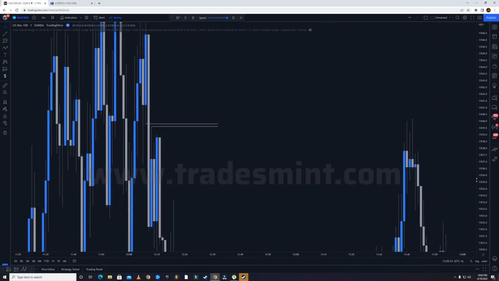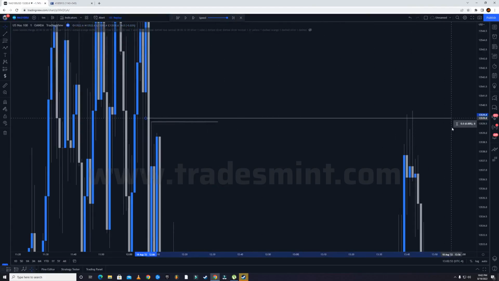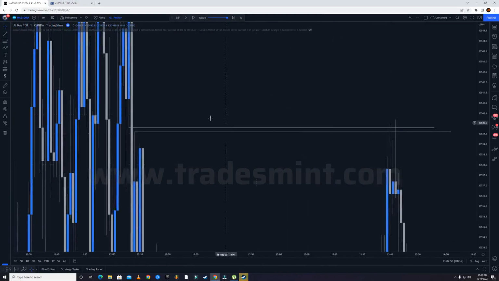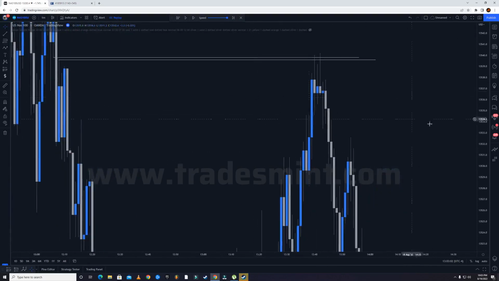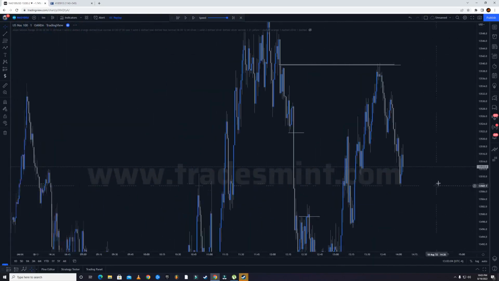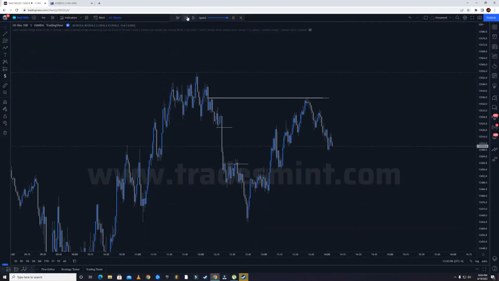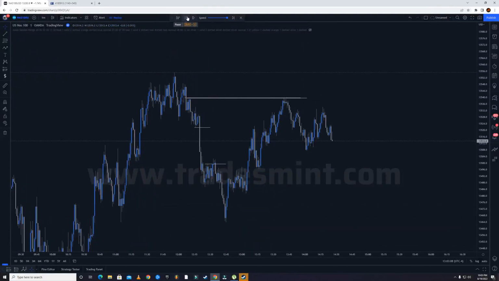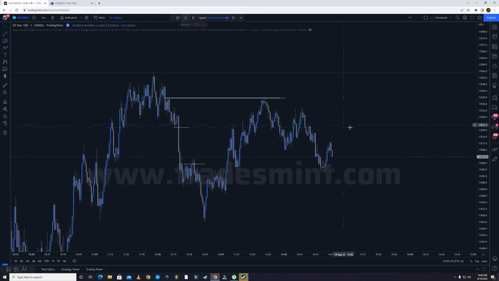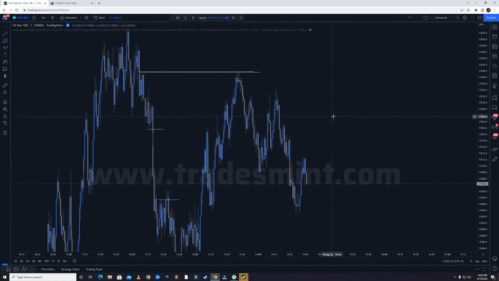So if we draw this out, you can see how perfectly price filled the imbalance here, made the price fair, and then it went down, all the way down. Let me play this out for you. Yep, so it went all the way down.